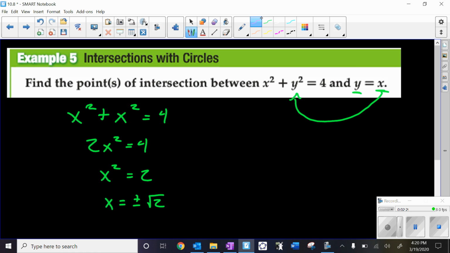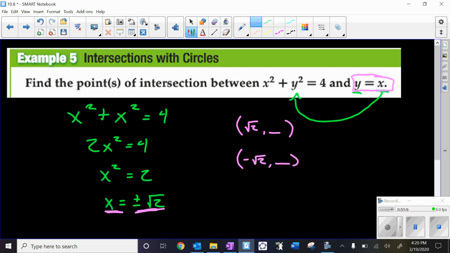Okay, so what I'm really stating then is that one of the points is going to have a positive square root of 2 as the x value, and the other point is going to be negative square root of 2 as the x value, since x equals these values. Once you have the x values, then it's really easy to find the y values. You can use either equation, although I would say that y equals x would be the much easier equation.